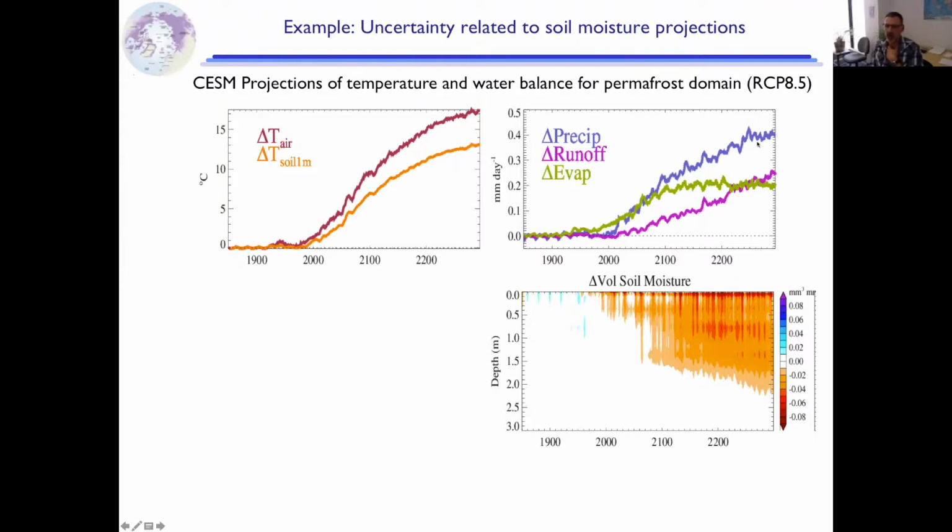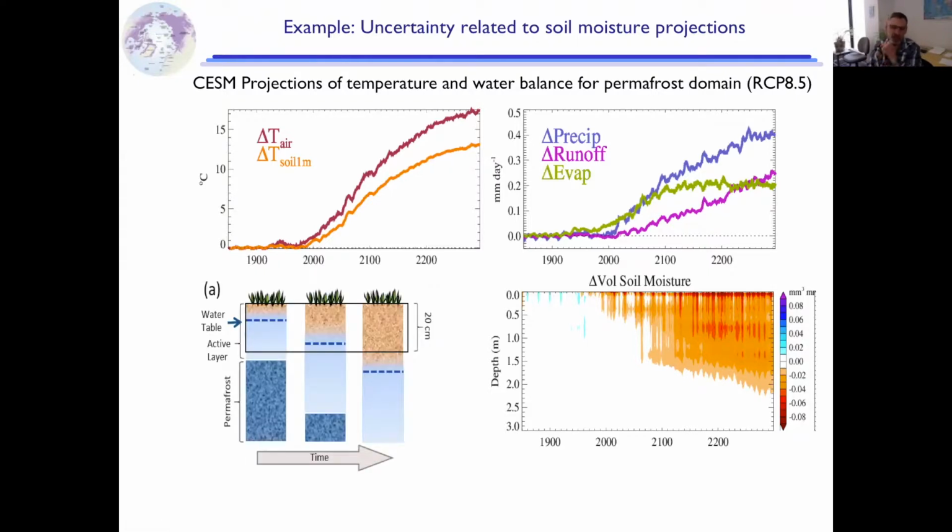One thing to note is that this model, and really all Earth system models, are projecting an increase in precipitation across the Arctic. The bottom right panel shows the change in volumetric soil moisture across the permafrost domain. Interestingly, even though precipitation is going up, our model is projecting that the soils will actually get drier. We can show in the model, though I'm not going to show it here, that what's happening is, in this schematic on the left, you have permafrost, and then above it a saturated zone, and above that an unsaturated zone above the water table.